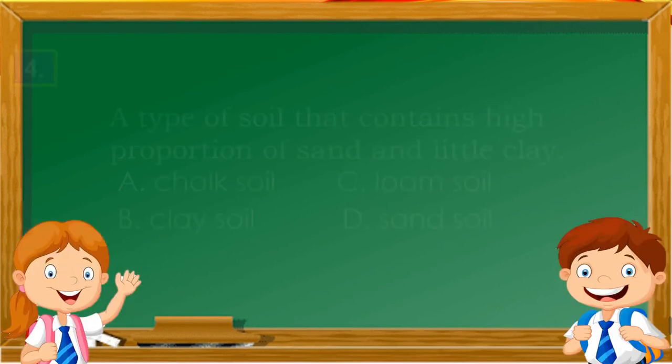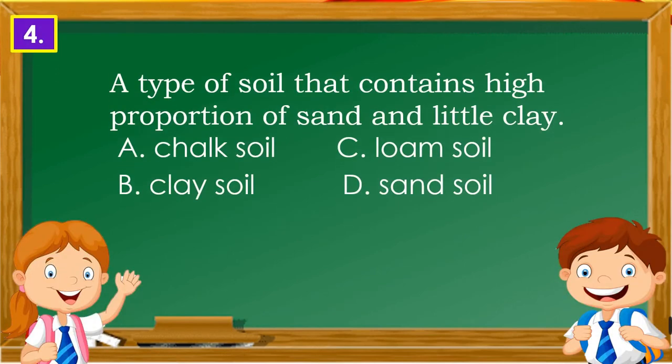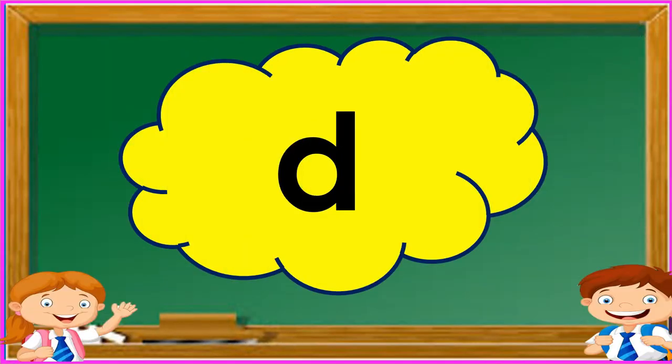Number 4. A type of soil that contains a high proportion of sand and little clay. Letter A, chalk soil. Letter B, clay soil. Letter C, loam soil. Letter D, sand soil. The correct answer is letter D, sand soil.